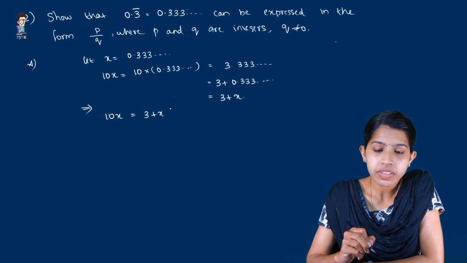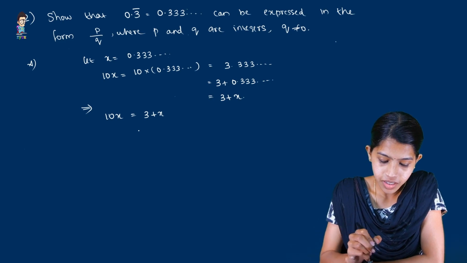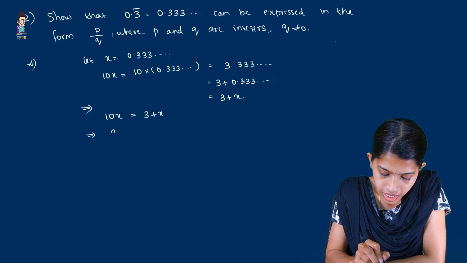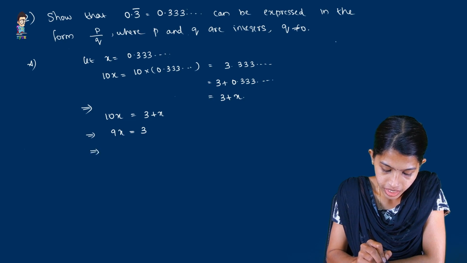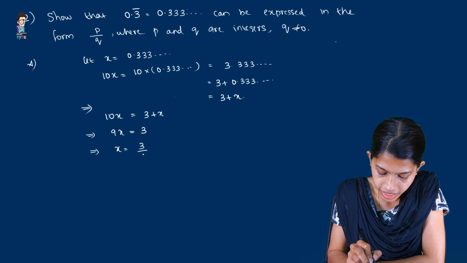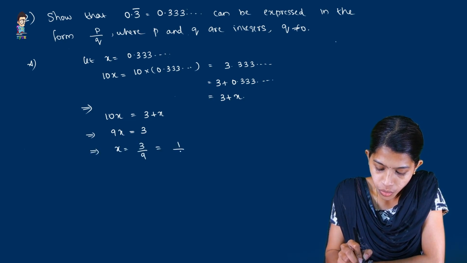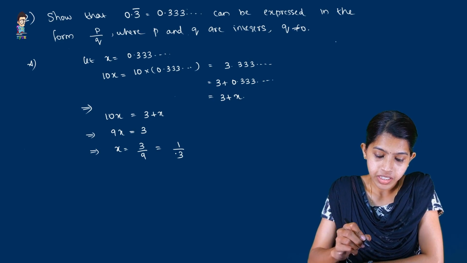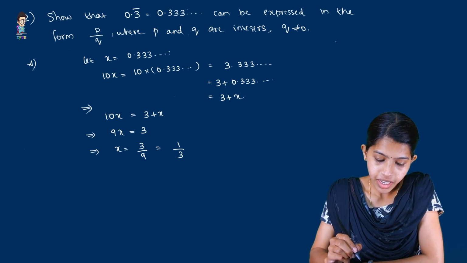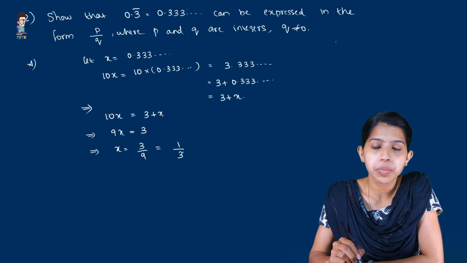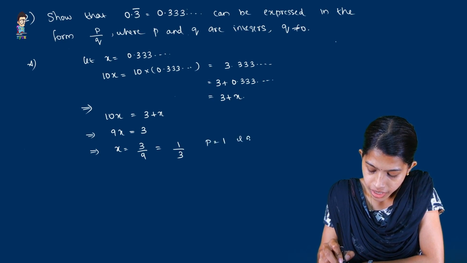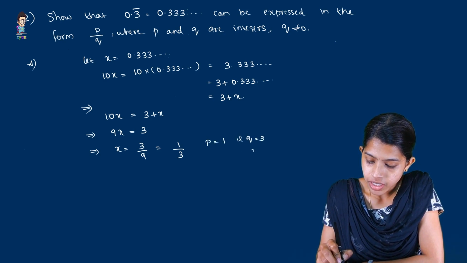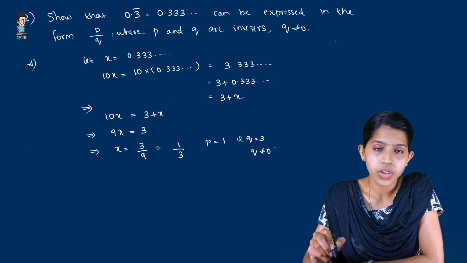Now, we will solve this equation to find x, that is 9x is equal to 3, that is x is equal to 3 by 9, which is equal to 1 by 3. That is, our decimal expansion can be expressed as 1 by 3, where p is equal to 1 and q is equal to 3 and q not equal to 0.